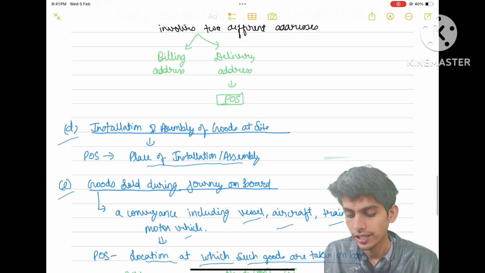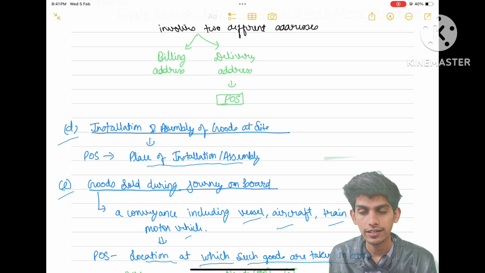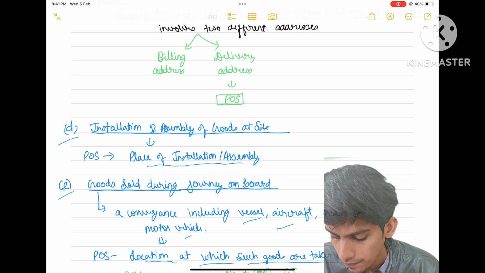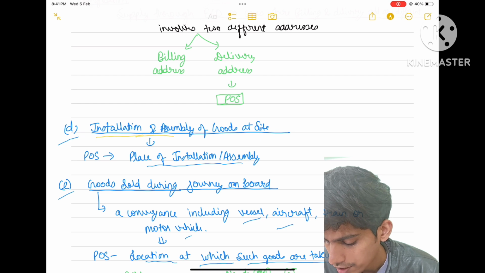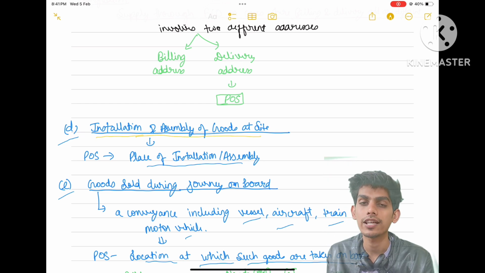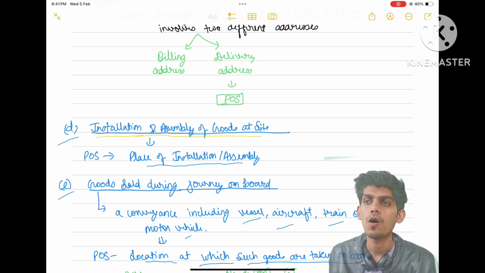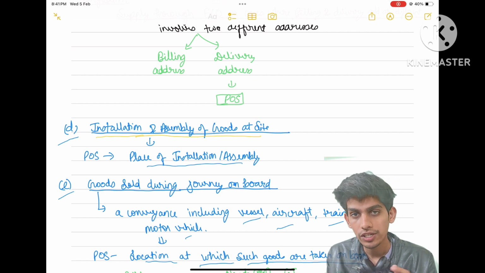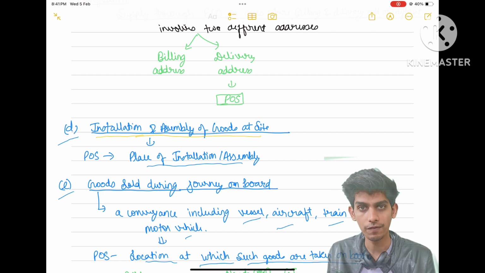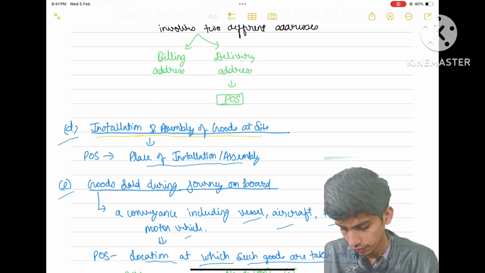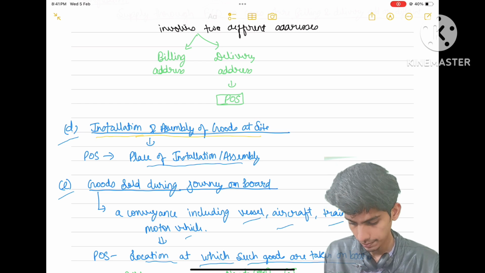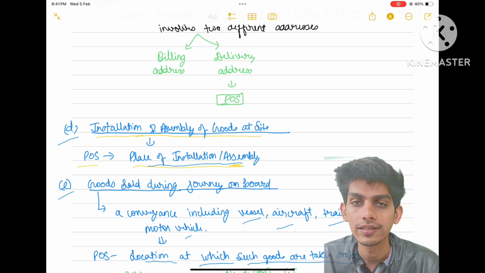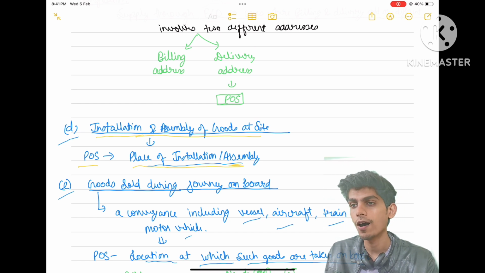Okay, so now we have another clause, section 10 subsection 1 clause D, which says in case of installation and assembly of goods at site, if a supply involves installation and assembly, like you order some AC, so it will involve installation of AC at your home or at your office, whatever the case may be, the place of supply will be the place of installation or assembly of such goods.